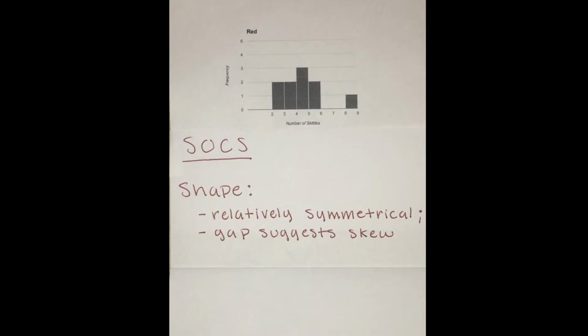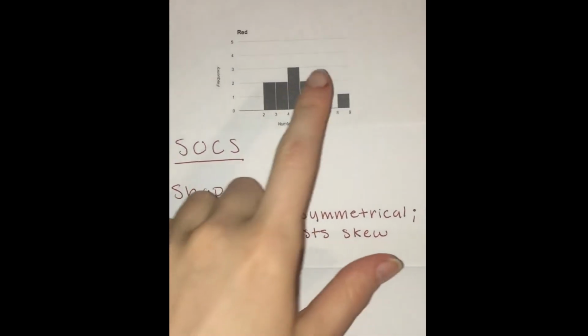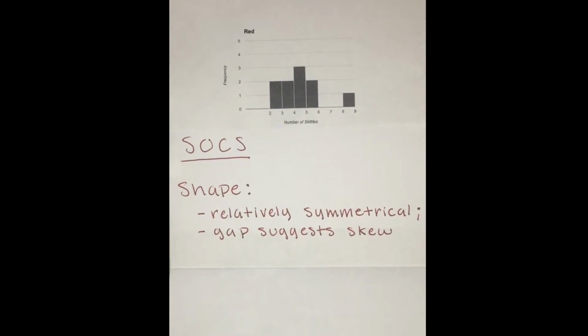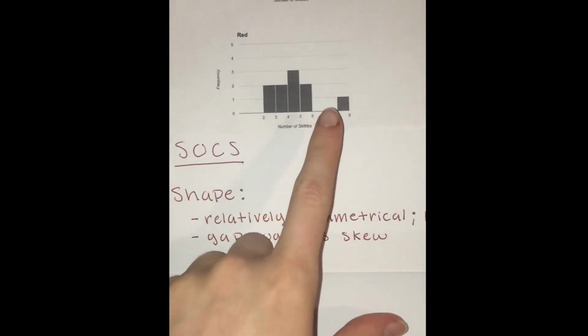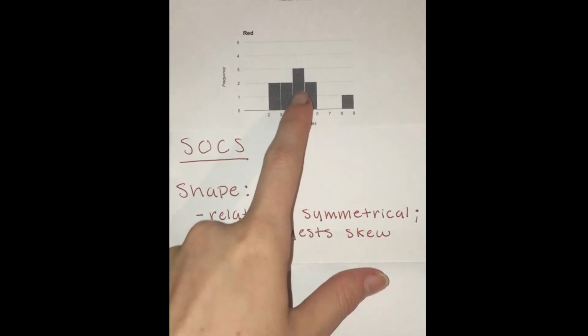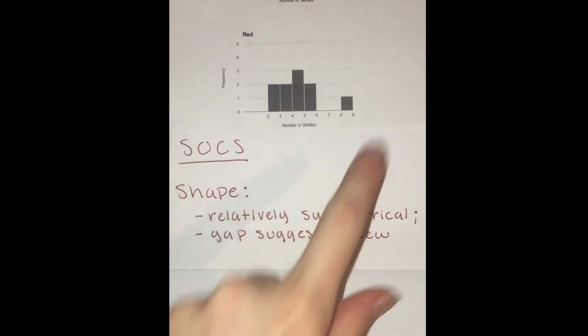In order to describe a histogram, we learned to use the acronym SOCS. This stands for Shape, Outliers, Center, and Spread. Starting with shape, when looking at this graph, you can see that it looks relatively symmetrical, kind of like a bell curve. But the gap in the data suggests there might be a slight skew to the right since the tail of the graph goes off to the right.